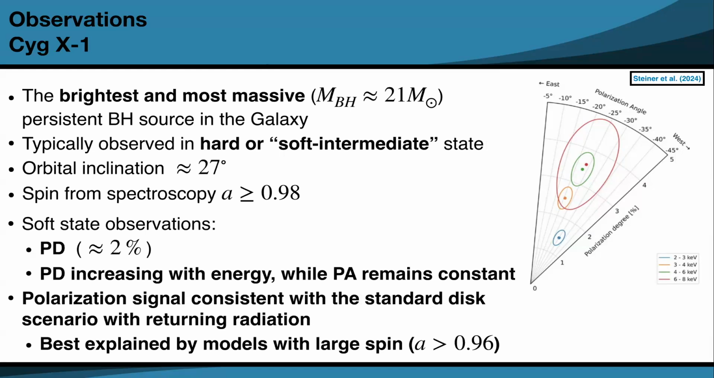Regarding the soft state observation, the properties of the source were observed to be quite similar to the one I just described for 4U 1957. In fact, the polarization degree was found to be quite similar, with also a similar increase with energy, while the polarization angle remained constant. Thus, a possible explanation for this observation is quite similar to the one for the previous source. The polarization is consistent with the standard disk scenario, and also in this case, as for the previous source, the spin estimated from the polarimetric analysis is in agreement with the estimate from the spectral analysis.